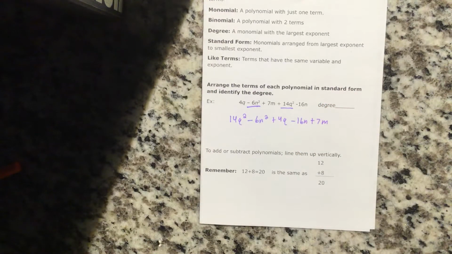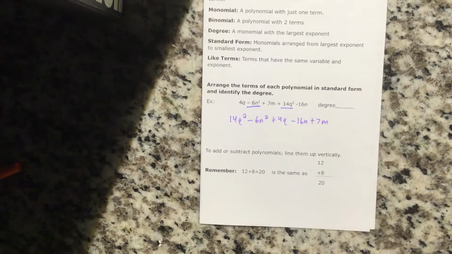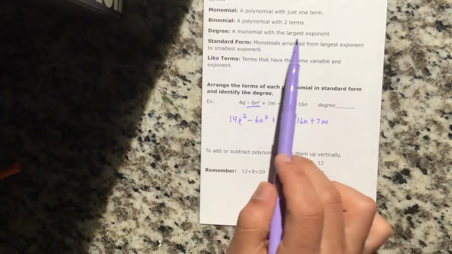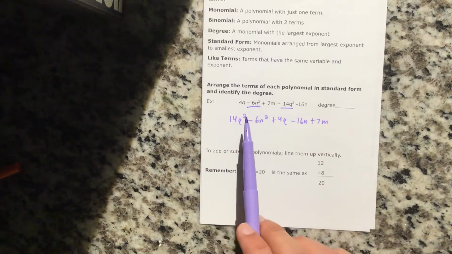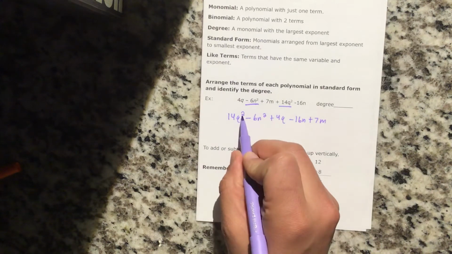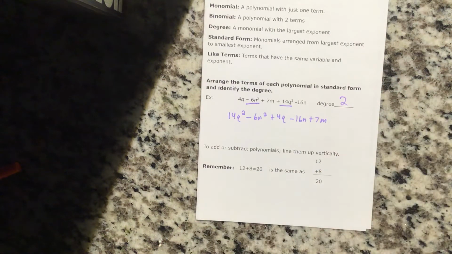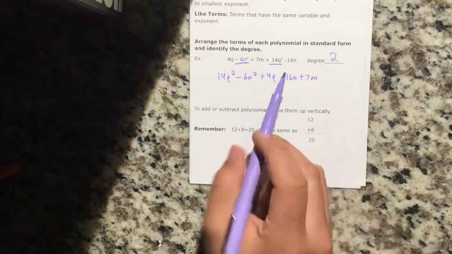So this is the same polynomial as the one above. It's just rewritten in standard form. So from greatest exponent to smallest, okay? And then the degree, that's the monomial with the largest exponent. Well, that should be in the front in standard form, right? And that exponent is a 2. So my degree is 2, okay? Pretty easy. So that's how we arrange in standard form.